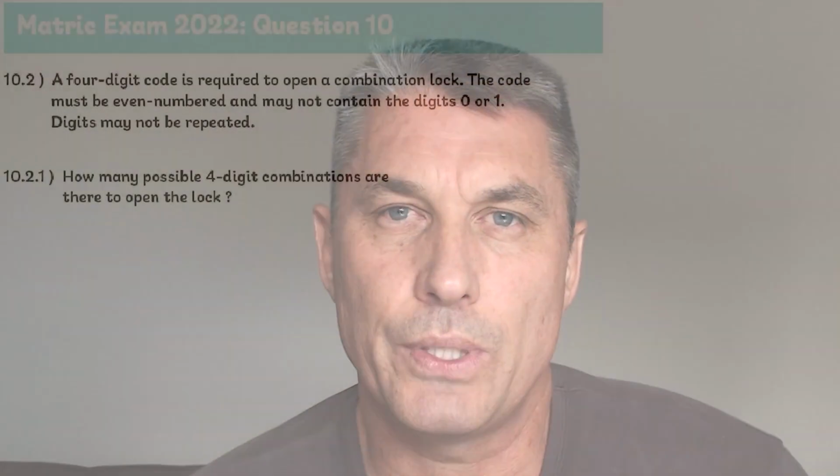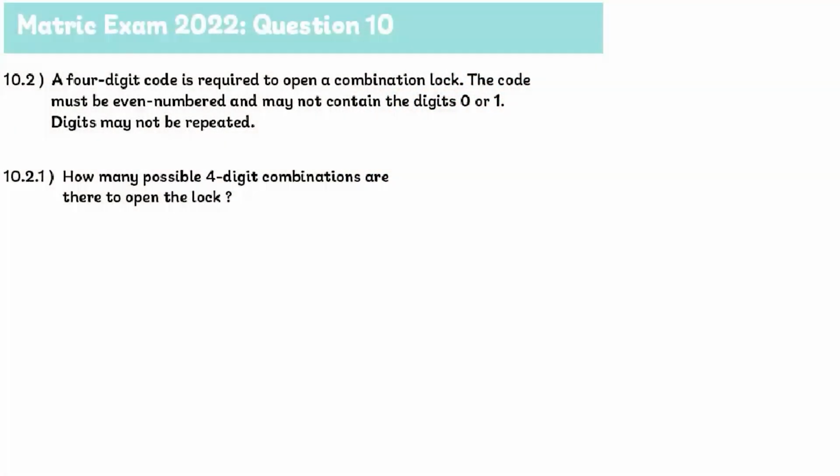We're on to question 10.2. Let's have a look. A 4-digit code is required to open a combination lock. The code must be even numbered and may not contain digits 0 or 1. Digits may not be repeated. It then goes on to ask us how many possible 4-digit combinations are there to open the lock.